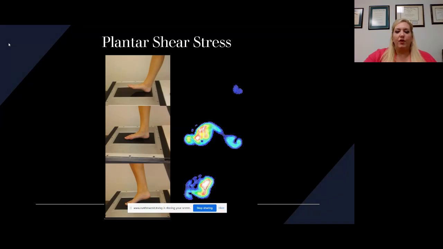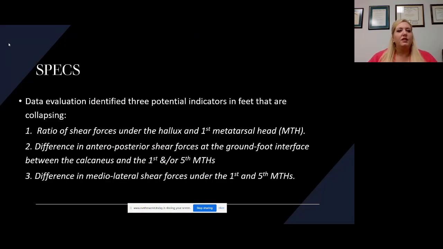So this is what the photos look like as the patients walked over the camera system. You can see it detects various degrees of pressure as the patients ambulated. So this is what information we obtained and some of the conclusions that were drawn.